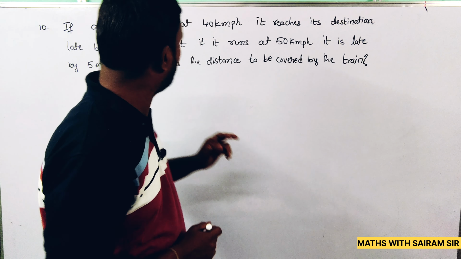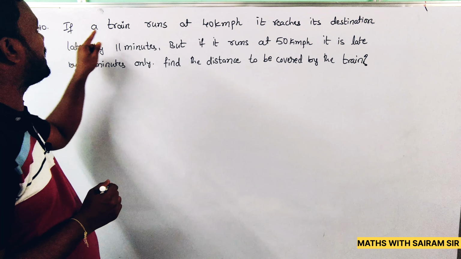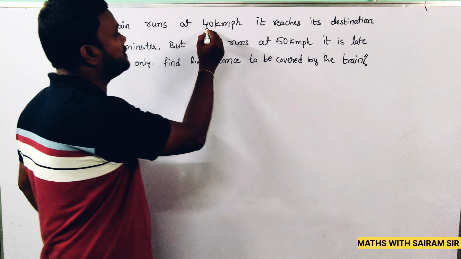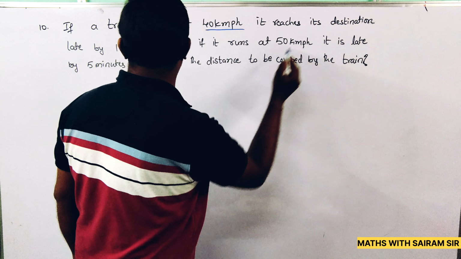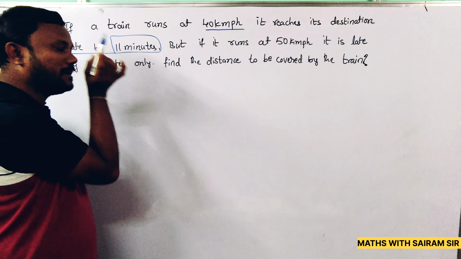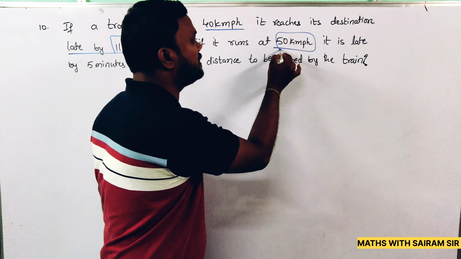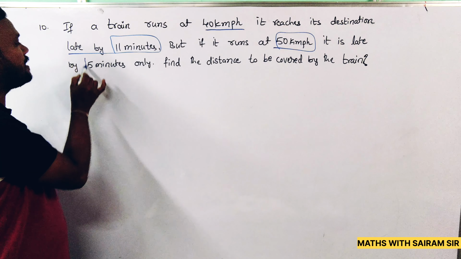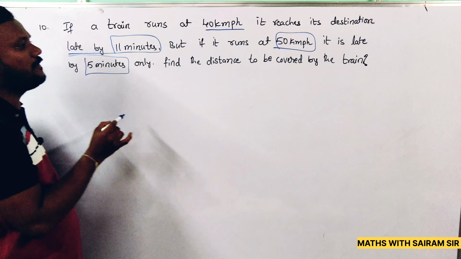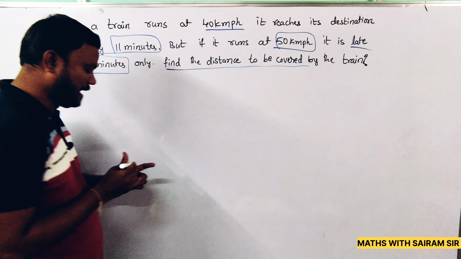Now we are going to discuss the 10th problem from exercise 2.5. Let us observe the question. If a train runs at 40 kilometers per hour, it reaches its destination late by 11 minutes. But if it runs at 50 kilometers per hour, it is late by 5 minutes only. Then find the distance to be covered by the train.